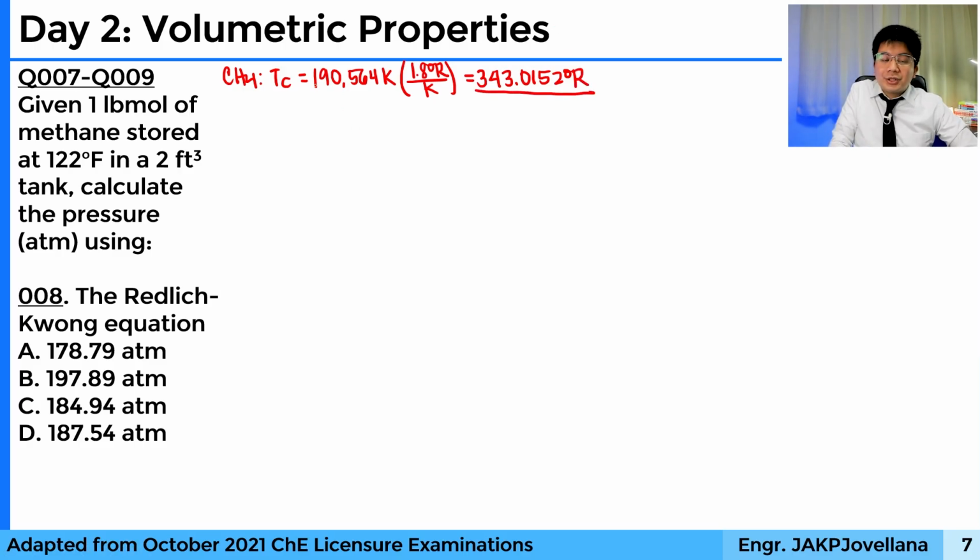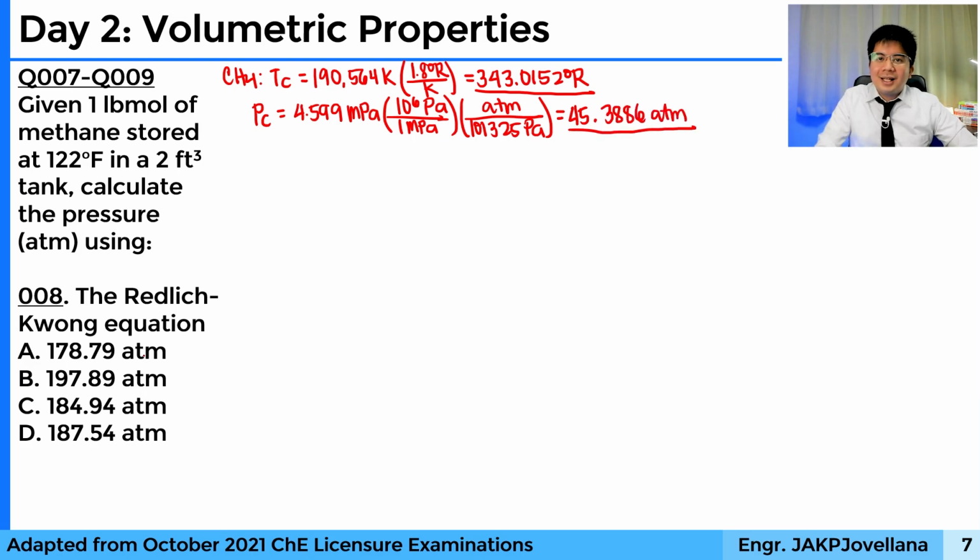Next, for the critical pressure, we're given Pc equals 4.599 megapascals. Convert this first into pascals. 1 megapascal is 10 to the 6th power pascals. And convert pascals into atmospheres. So we have 101.325 pascals per atmosphere. Calculating our critical pressure in atmospheres is around 45.3886 atmospheres.